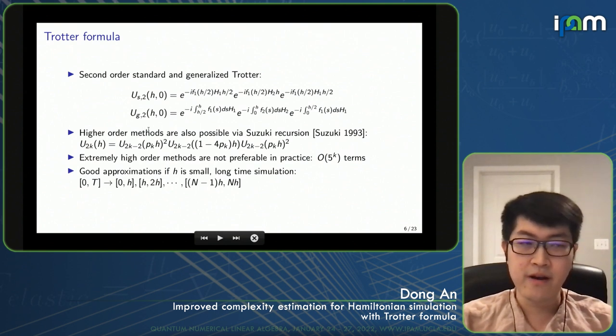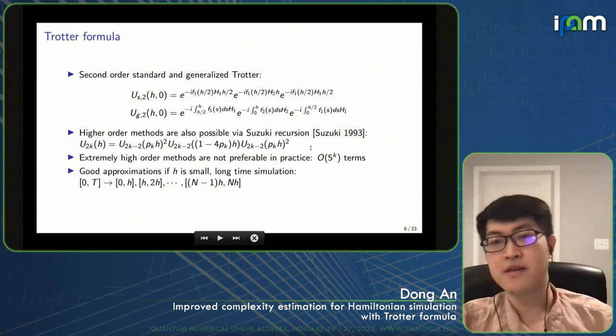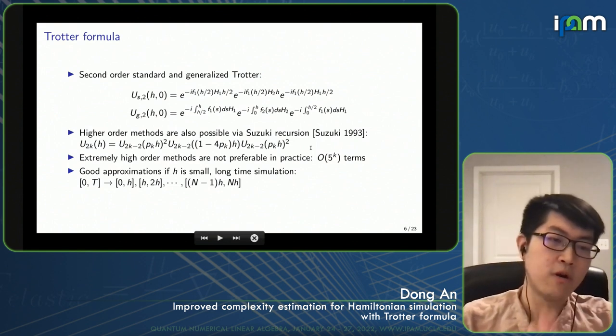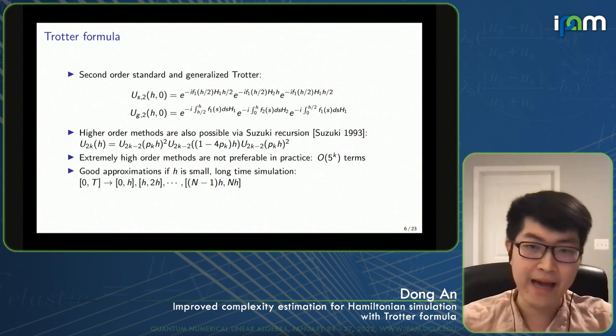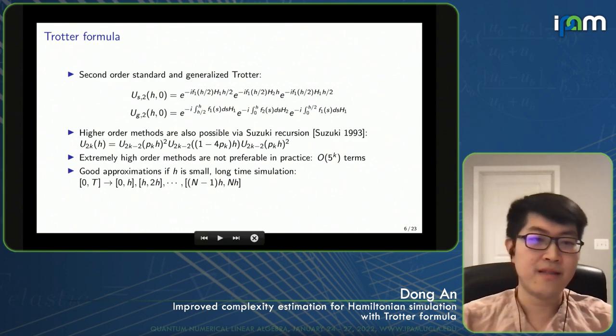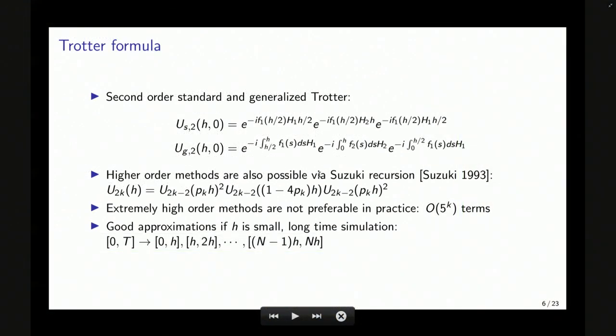The high order methods can be constructed using the so-called Suzuki recursion. That is, we have some lower order formula, and then we multiply many lower order formulas to get a high order formula. But I would like to mention that the high order methods are not quite practical, because if we look at this recursion, the high order method will involve many, many terms. Quantitatively speaking, the number of terms within the high order Trotter formula scales exponentially in terms of the convergence order, which means that in practice, probably the second order or the fourth order Trotter are most preferable.